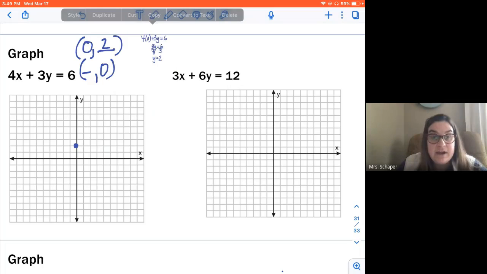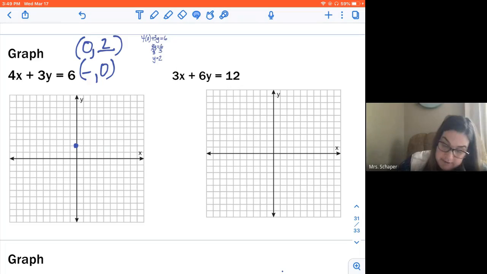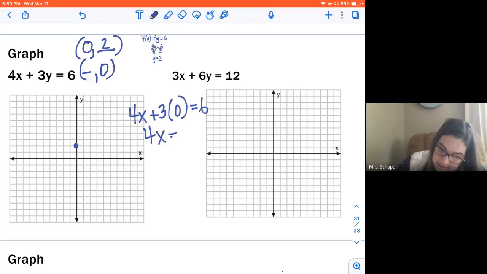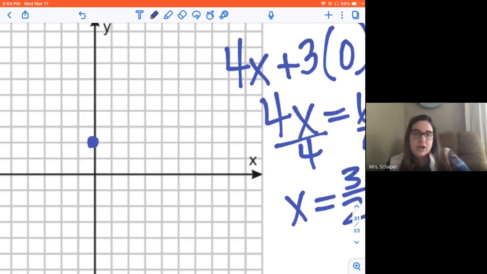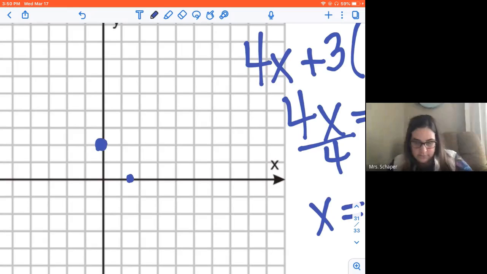And then I'm going to do the same thing to find my x-intercept. I'm going to put 0 in for y. So 4x plus 3 times 0 is equal to 6. 4x equals 6. Divide both sides by 4. So x equals 3/2. That means 3/2 is 1.5. So my dot's going to go between 1 and 2, right in between, just like that. And so now I've graphed my 2 points.